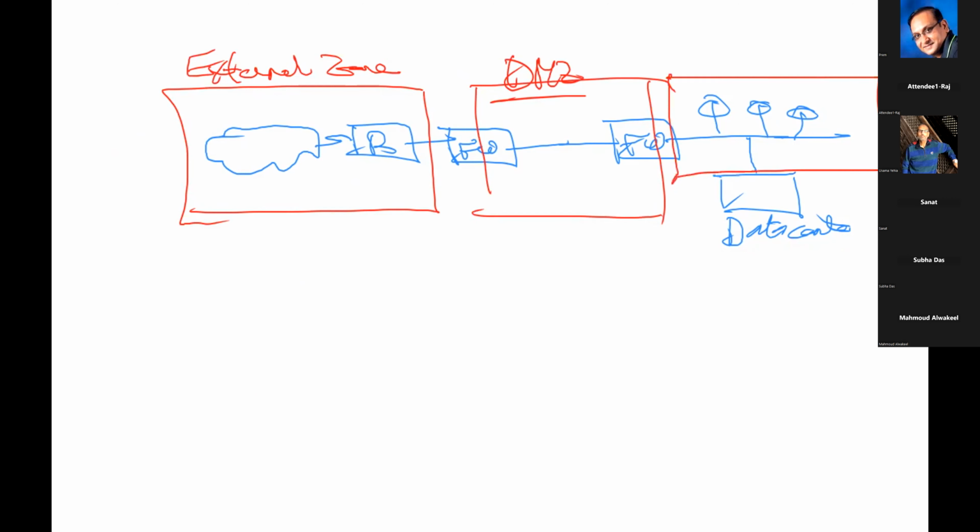This can be the user zone. You'll have all the users grouped here. And finally, you'll have the data center zone, which is more secure, and you will have a lot of IPS, firewalls, and so on and so on.